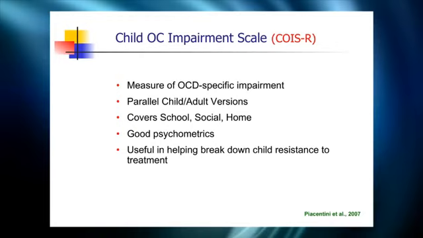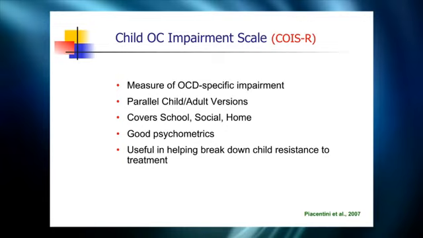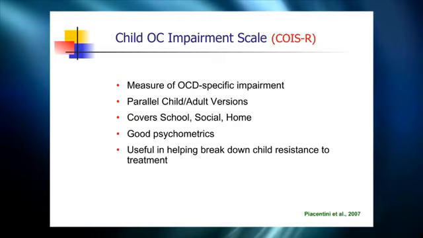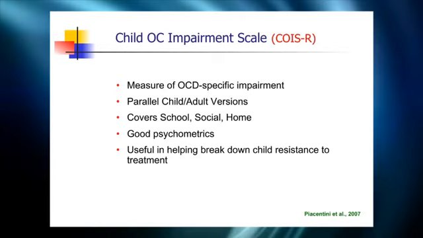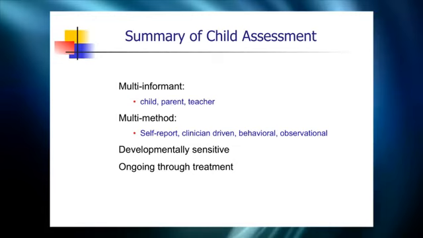When we're doing intervention, we certainly want to measure symptom decrease, but the real goal of treatment is to enhance the kid's functional behavior. So we also want to make sure that the problems associated with the symptoms are resolved, that the kids are able to perform in school, socially, and at home as well. A measure of impairment can be an important adjunct to that process. So, in summary, child assessment is multi-informant, multi-method, developmentally sensitive, and ongoing throughout treatment.